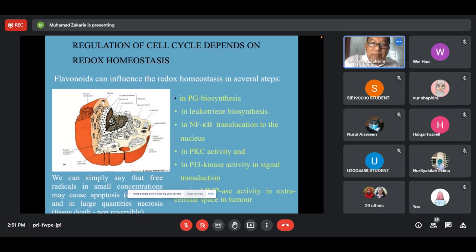Regulation of cells depends on redox homeostasis. Flavonoid can influence the redox homeostasis in several steps: in prostaglandin biosynthesis, in leukotriene biosynthesis, in NF-kB translocation to the nucleus, in PKC activity, in PI3 kinase activity, in signal transduction, and in cyclic AMP activity in extracellular space in tumor.